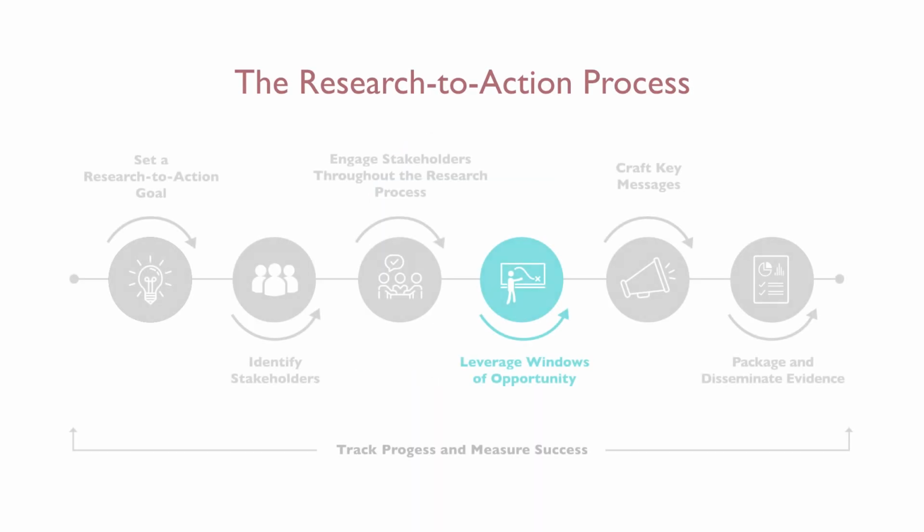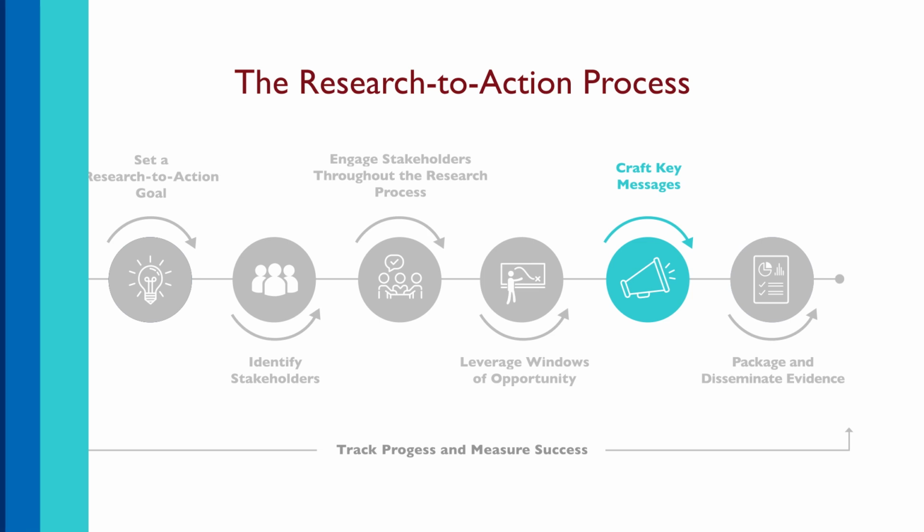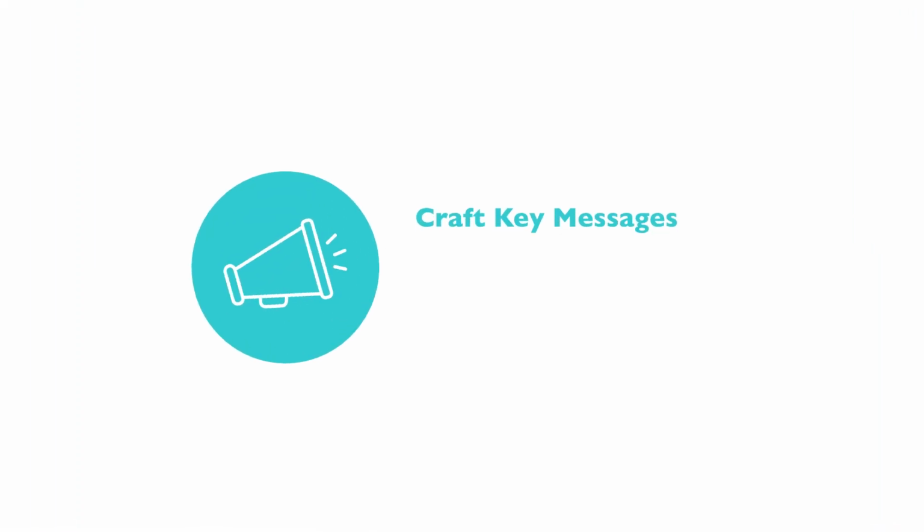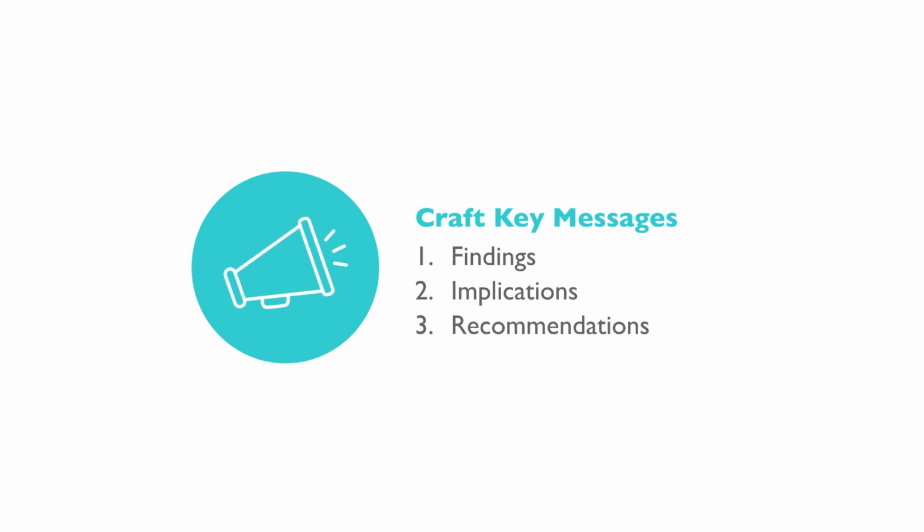To achieve your research to action goals, you will need to carefully craft key messages about your findings that are understandable and meaningful to your target audience. Your key messages should include three main components. Number one, your findings. These are your data and information selected and presented to appeal to your audience. Number two, the implications of your findings. The implications are the so what, or why these findings should matter to your audience. And number three, your recommendations. What are you asking your audience to do?